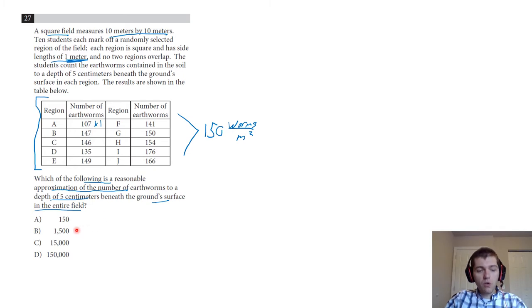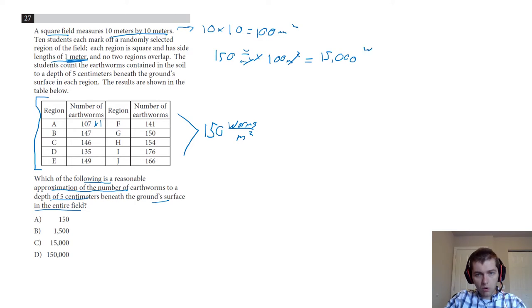They also throw 1,500 on here, because if you just add up all the numbers here, there's 10 students who took these samples, it will come to that 1,500. But recognize that they're asking for over the entire field, across the ground surface of the entire field. And way back, we saw the entire field was 10 meters by 10 meters, which is equal to 100 square meters. So you have to take 150 worms per meter squared times 100 meters squared to end up with 15,000 worms for the entire field. And thus the correct answer is C.